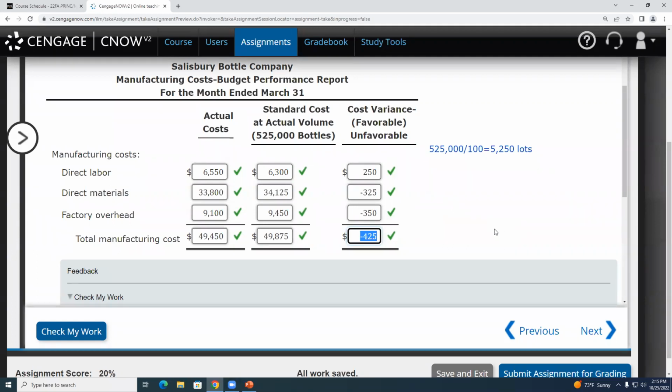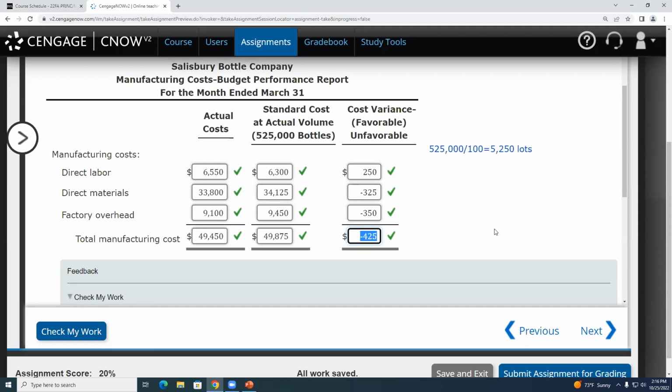They may look at this and say 425 out of 49,875. That's less than 1%. They might say, that's close enough, really. We're happy with a variance of 0.8%. We don't need to dive into why this is off by 250 or that off by 325, because it's only off by 0.8%. And they may not do anything else with this. They may say, we're good. Keep doing what you're doing.